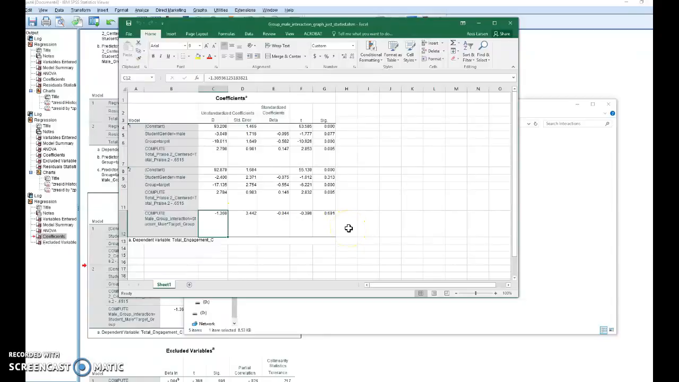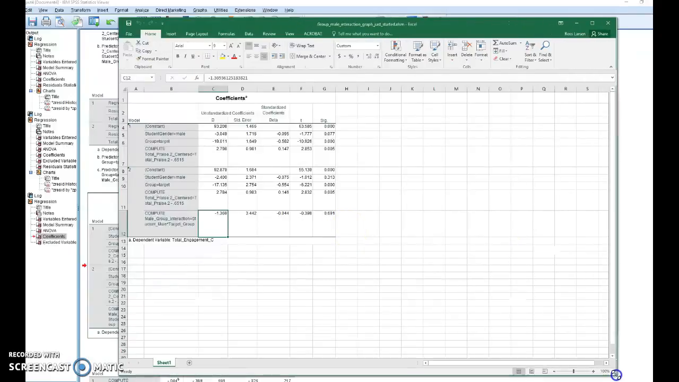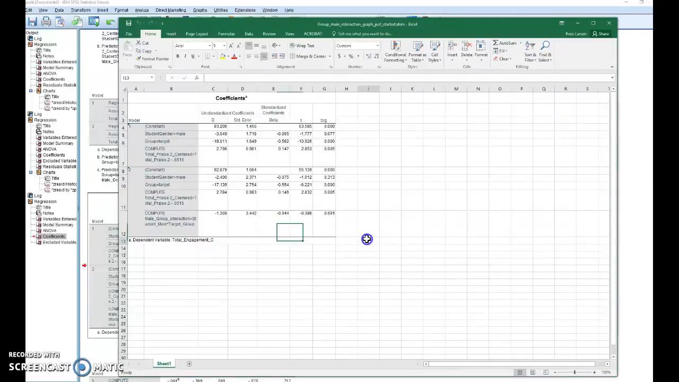So how do I graph this interaction? In order to graph this interaction, I need to choose 4 points, or 4 predicted values. The 4 predicted values depend on my gender and group. The 2 values that gender can take on are going to be male and female.